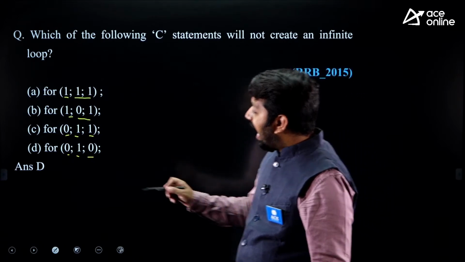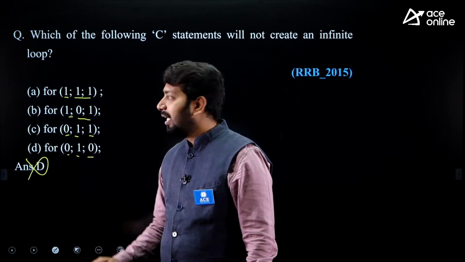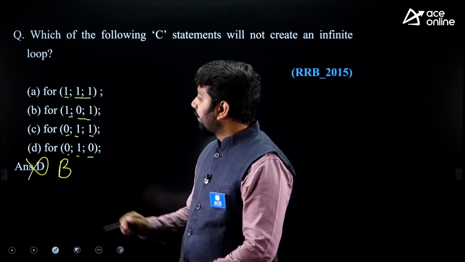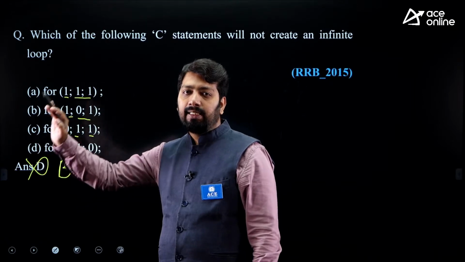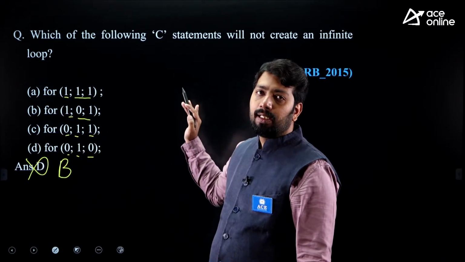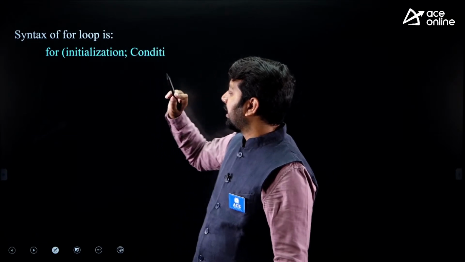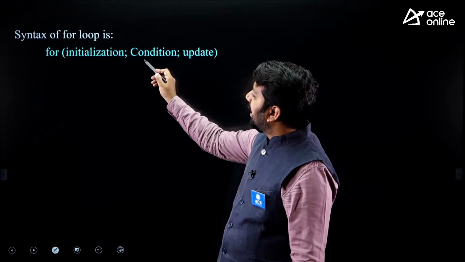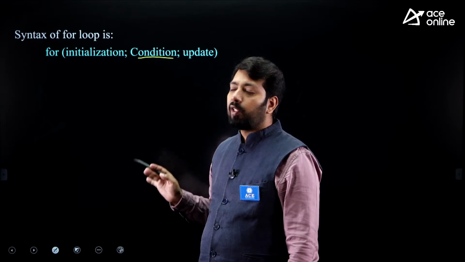The answer is D? The answer is not D. This is incorrect. The answer is B. How is the answer B? Look, in the for loop, the first part is initialization, then condition, then update. So if the condition is always true, then our loop is always going to execute.